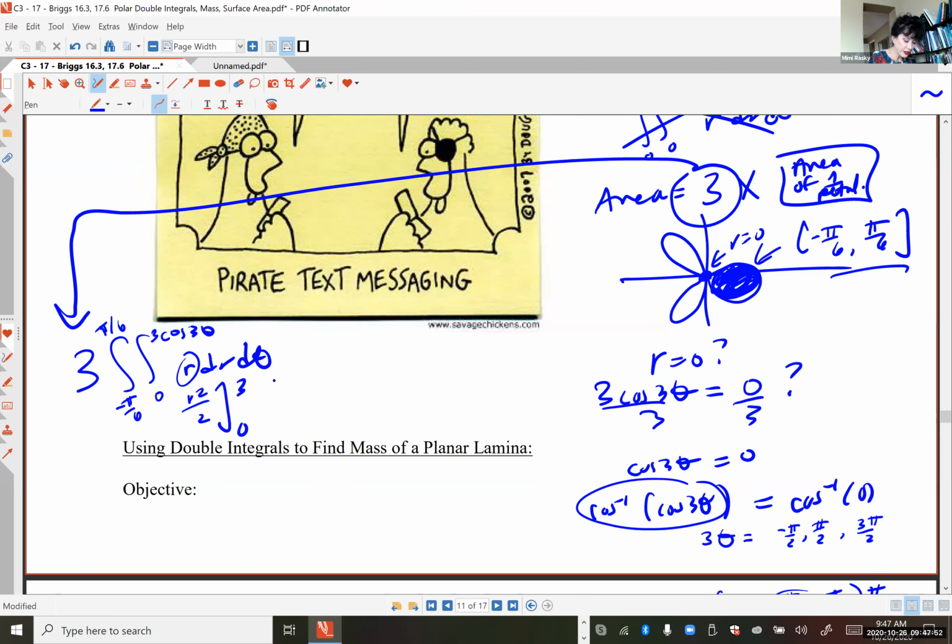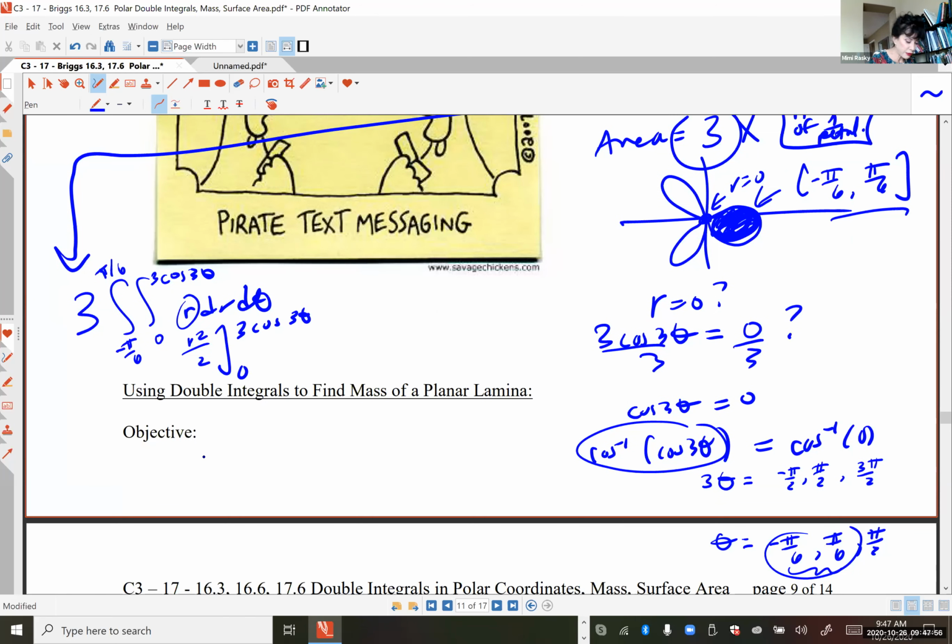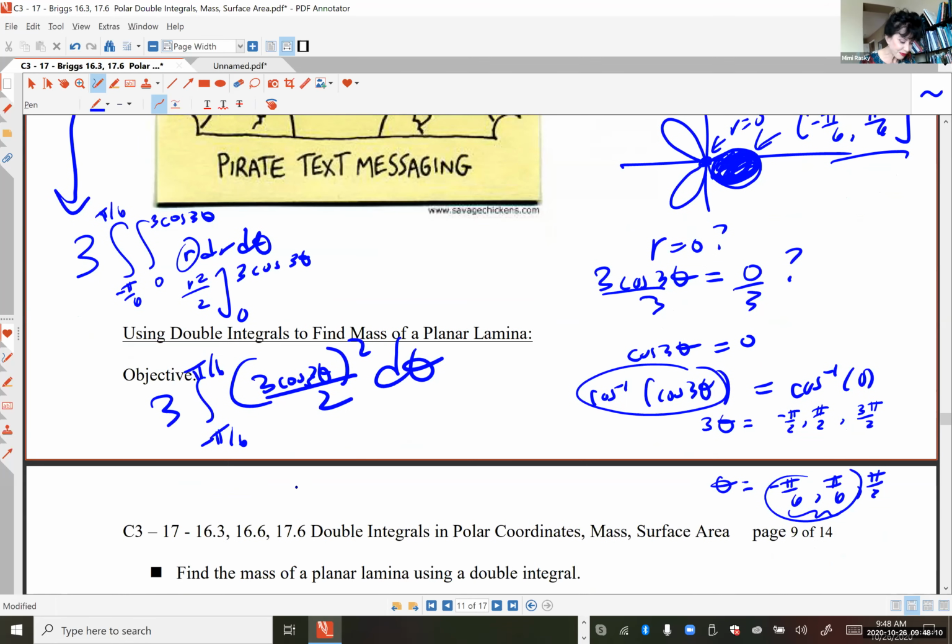And when you go from 0 to 3 cos 3 theta and plug in your limits, you're going to get (3 cos 3 theta) squared over 2. And sorry for the mess, I'm writing in invisible ink right now. What is 3 cos 3 theta getting squared?